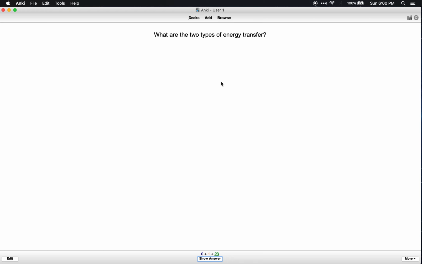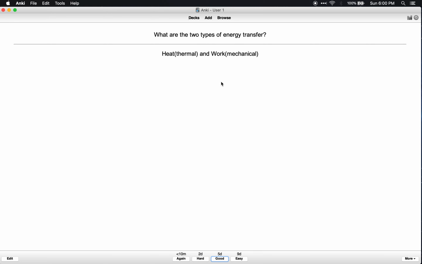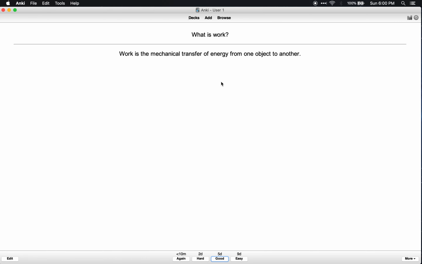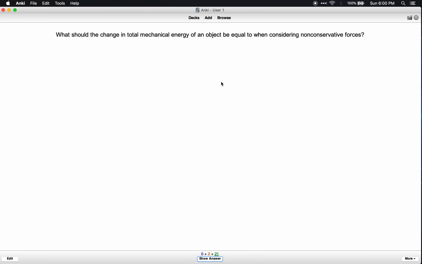What are the two types of energy transfer? Heat energy and mechanical energy, which is work. What is work? Work equals the mechanical transfer of energy from one object to another. What should the change in total mechanical energy of an object be equal to when considering non-conservative forces?